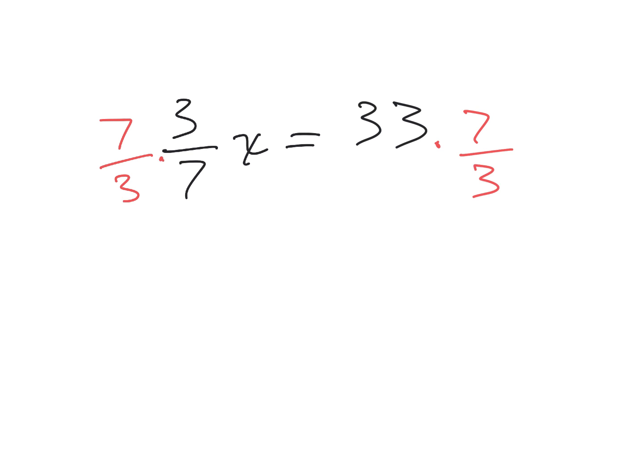We have a lot of canceling that happens here. So the 7's cancel, and the 3's cancel, and we're just left with x on the left. And on this side, here again, we have a lot of ways that we can cancel out. So 3 goes into 3 once. 3 goes into 33 11 times. Then we end up with 11 times 7, which is 77.